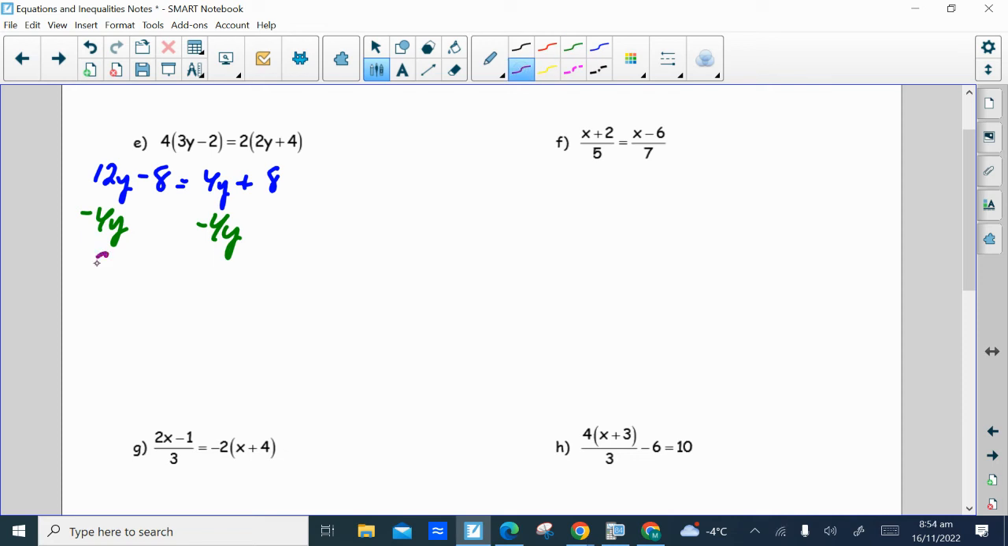12y take away 4y is 8y. And on the right, the 4y's cancel. 4y take away 4y is 0y's are 0.